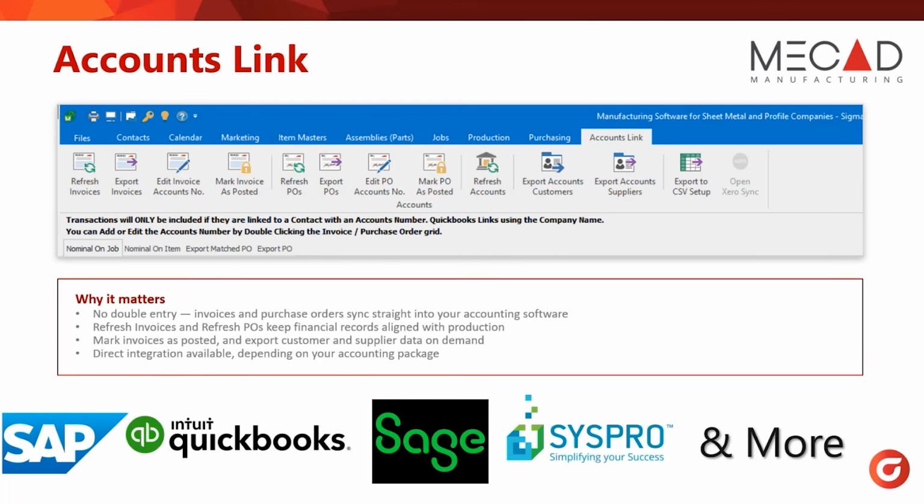Our final module is the accounts link, which connects your manufacturing data with your accounting software. Rather than manually entering invoices and purchase orders twice, SigmaMRP transfers the information directly into your accounting system. Functions such as refresh invoices and refresh purchase orders ensure that your financial records always stay aligned with your production activities. Invoices can be marked as posted, customer and supplier information can be exported, and depending on your accounting package, direct integration may also be available. You'll see that I've included some examples of integrations that we have done previously. The result is less manual administration, fewer data entry errors, and significantly faster financial processing.